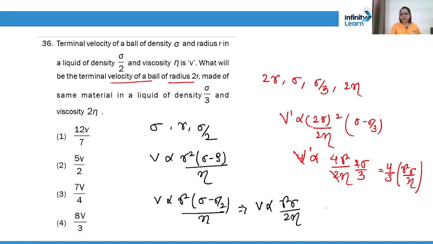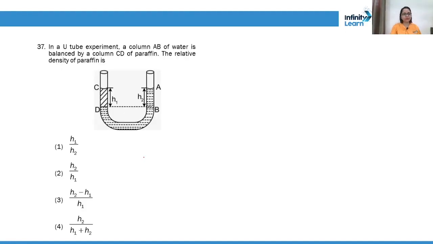So if you compare equation 1 and equation 2, you will get your new value of velocity as 8v by 3, which is option 4.